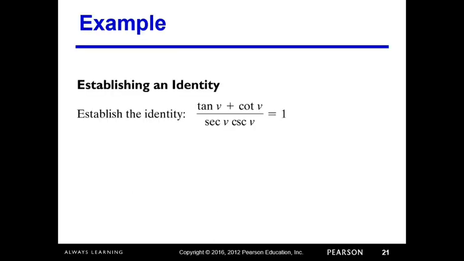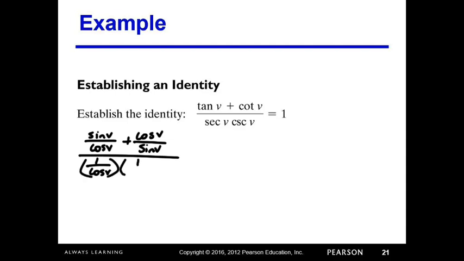This one is (tangent v plus cotangent v) over (secant v over cosecant v)... equals 1. And I'm going to first change everything to sine and cosine. So I have sine v over cosine v plus cosine v over sine v, all of that over 1 over cosine v times 1 over sine v. And all of that equals 1, supposedly.